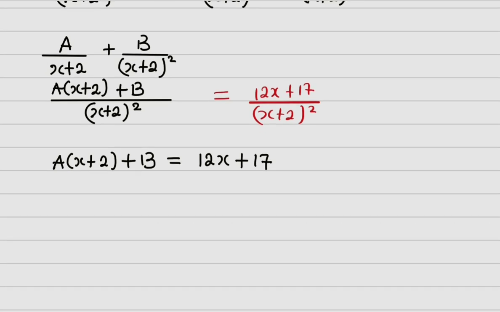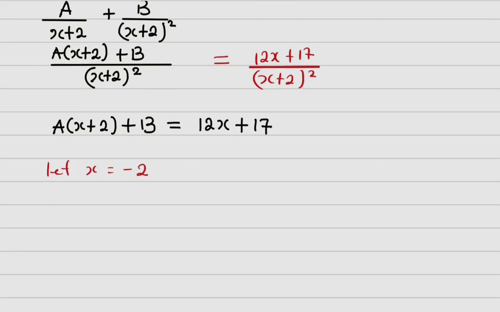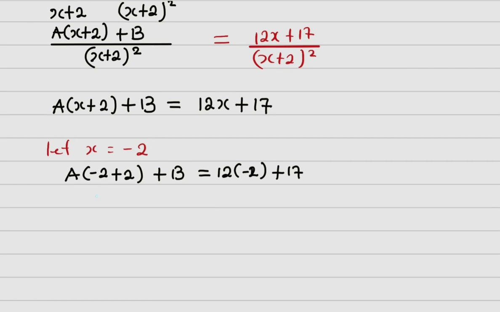Now, like we did in the previous video, just to get my b, I can say let x be equal to minus 2. If x is minus 2, I'm going to have a into minus 2 plus 2, then plus b, is equal to 12 into minus 2 plus 17. Having done this, of course, this will become 0. So I'm going to be left with b equals minus 24 plus 17. So my b is minus 7.